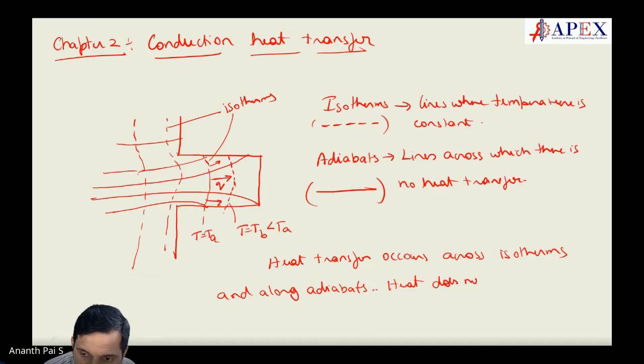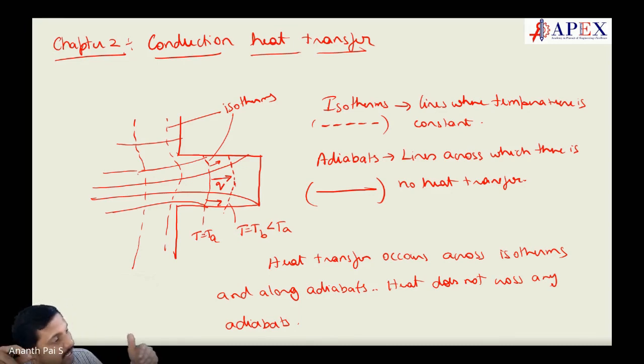Heat does not cross any adiabats. Makes sense. Yeah, heat transfer occurs across isotherms. It crosses isotherms.